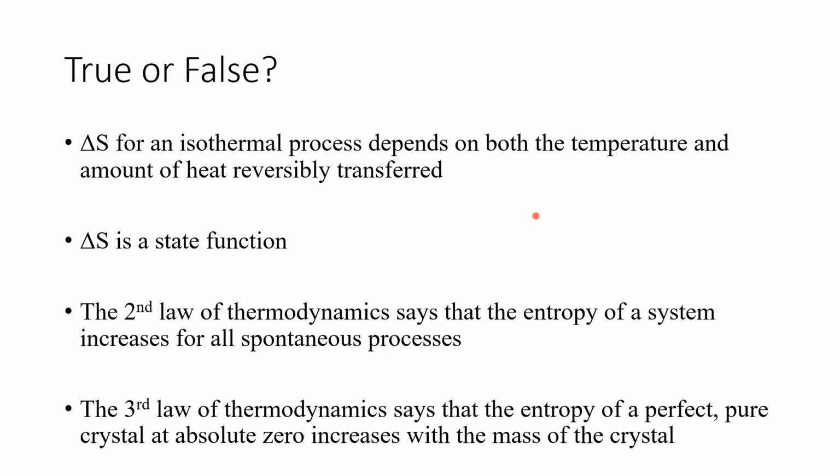And then with the next one, just take a moment to look at these 4 different questions and determine if each of them is either true or false. They're looking at entropy, they're looking at the laws of thermodynamics. And with the first one, delta S for an isothermal process, so isothermal just means constant temperature, it depends on both the temperature and the amount of heat reversibly transferred.